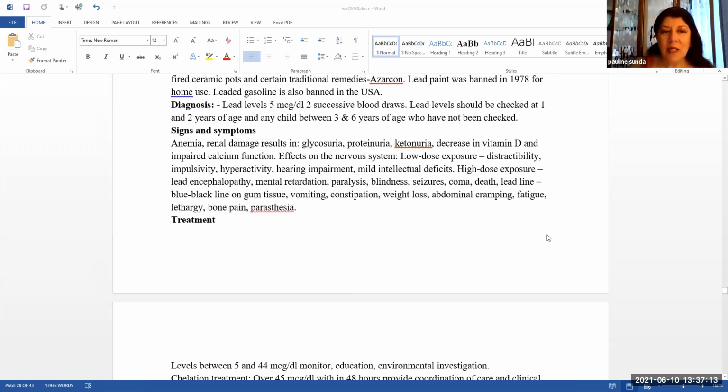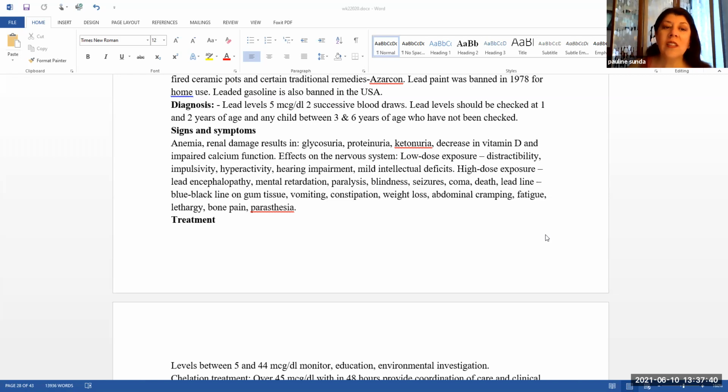So signs and symptoms. There's quite a variety of signs and symptoms, things like anemia, kidney damage, which can result in glycosuria, proteinuria, ketonuria, a decrease in vitamin D and impaired calcium function. Some effects on the nervous system include, at low dose exposure, distractibility, impulsivity, hyperactivity, hearing impairment, mild intellectual deficits.